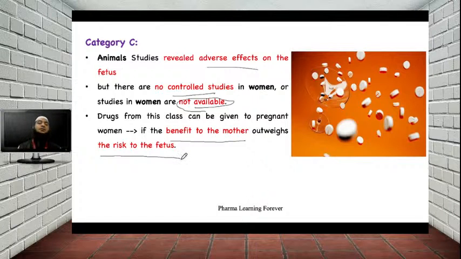It means that since no data is available, you must be very cautious. Only if the benefit to the mother is more compared to the risk to the fetus can you give this category of drug, or only when the drugs are absolutely necessary. For example, diltiazem is a drug belonging to category C, and spironolactone is another category C drug.